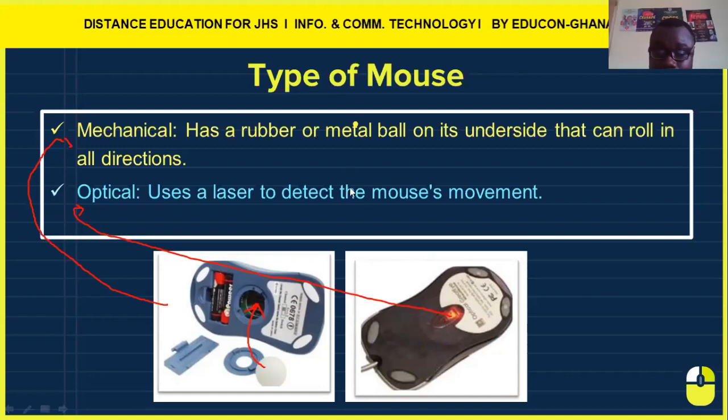Good. All right. And then we also have the optical mouse. With the optical mouse, we are saying that it uses laser or light. Yes, light energy, laser. You can see the light here to detect movement.